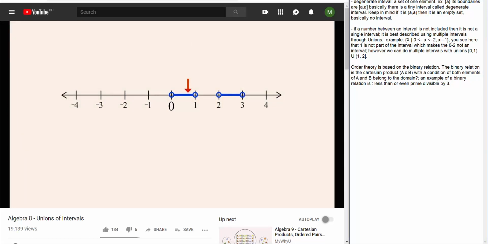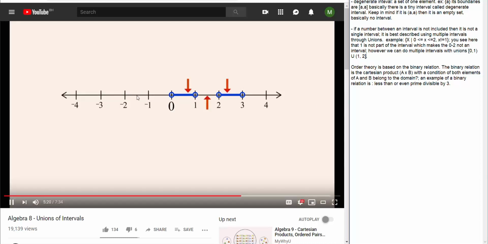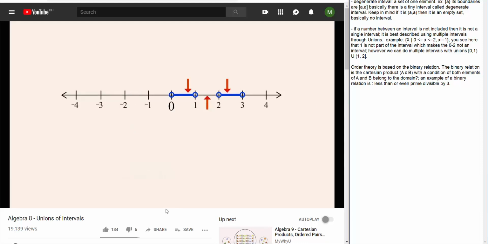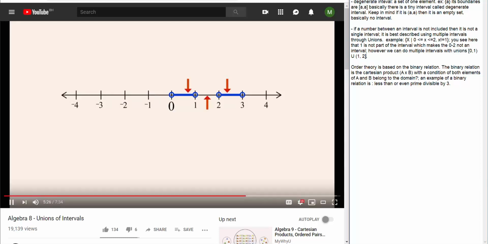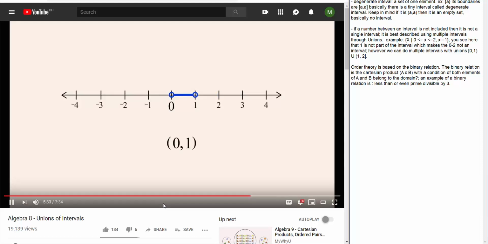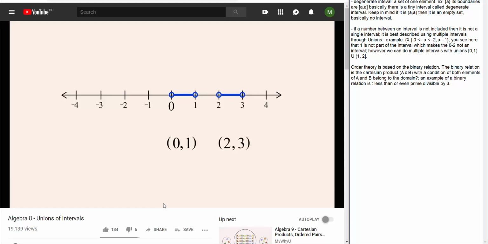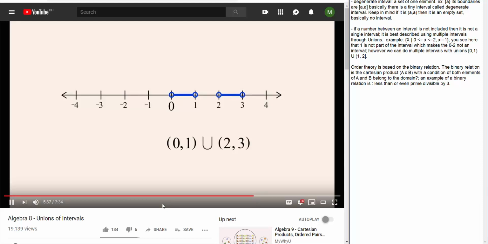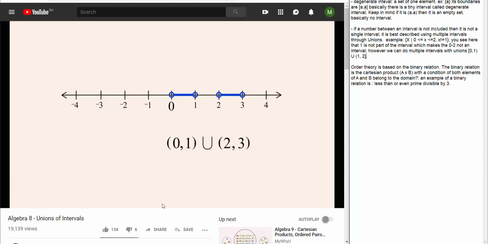If we pick one number between 0 and 1 and a second number between 2 and 3, any number between 1 and 2 lies between these two numbers but is not a member of the set. Therefore, this set cannot be represented by a single interval. However, if we take the open interval between 0 and 1 and the open interval between 2 and 3, then the union of these two intervals creates the desired set.